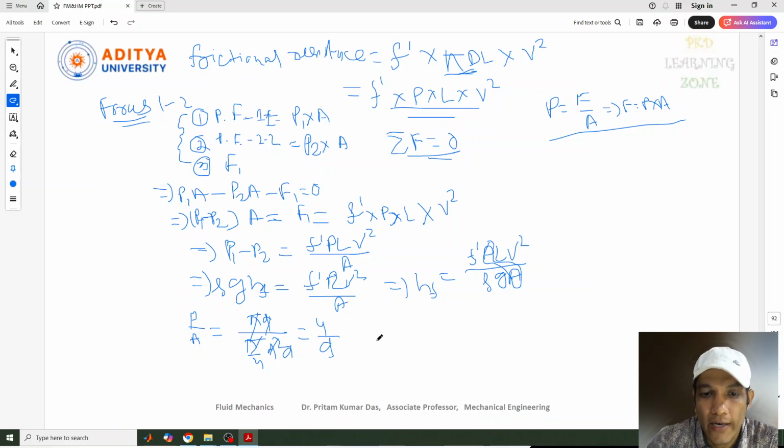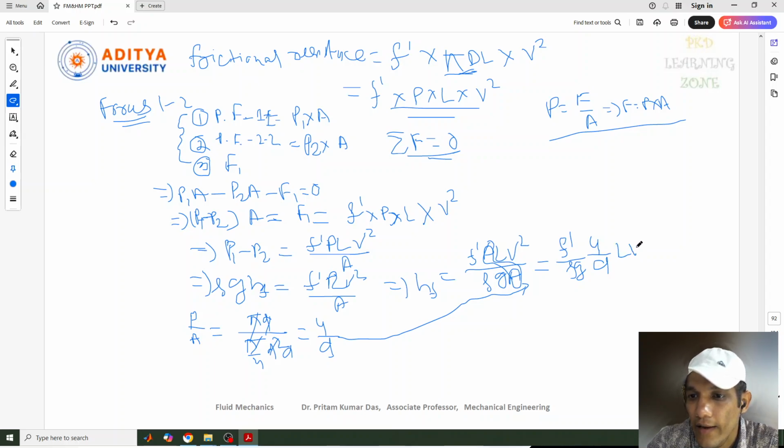Put this value in this equation so that we can get F dash by rho G into 4 by D into L V square. Now what is our intention? We need to find out the final head loss value. So HF equal to, I can write 4 here.